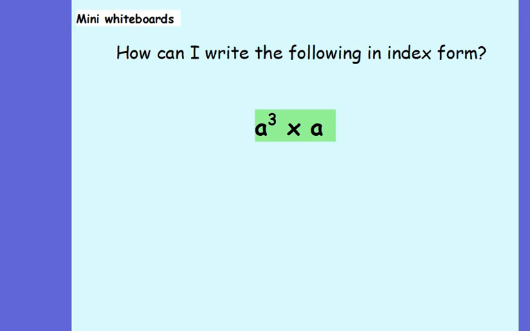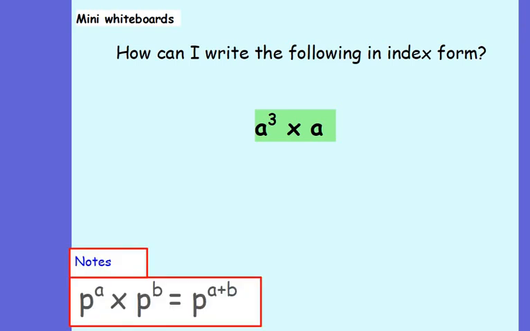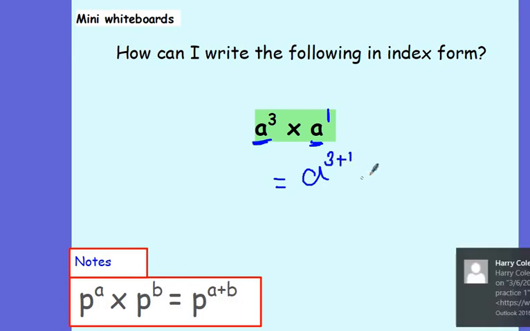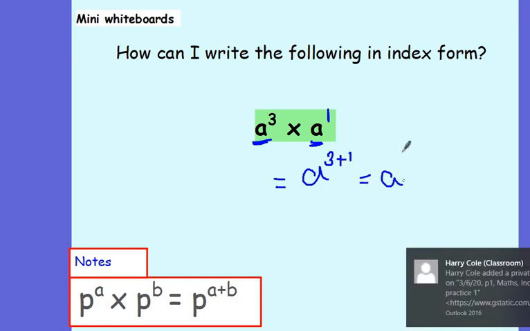How about now? This time I can use my law. The base is the same. I've got a to the power 3. I can write a on its own as a to the power 1. This gives me a to the power 3 plus 1, which gives me a to the power 4.